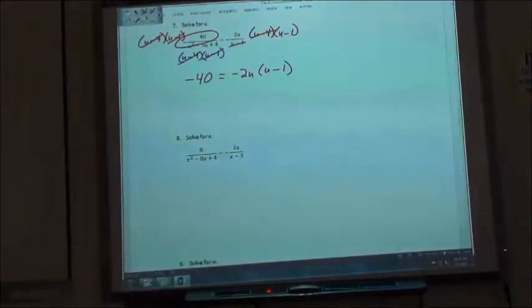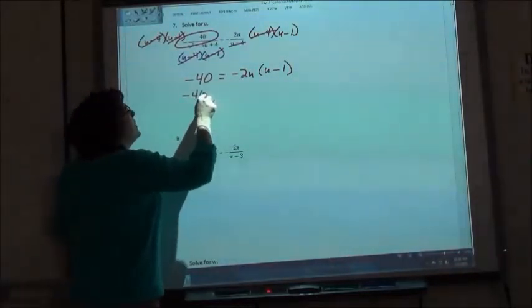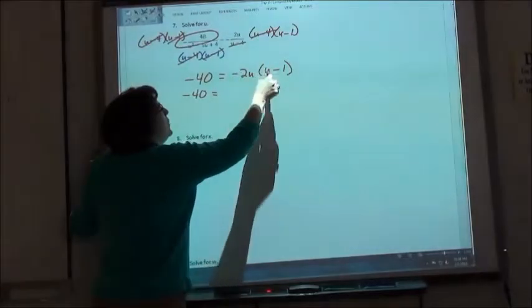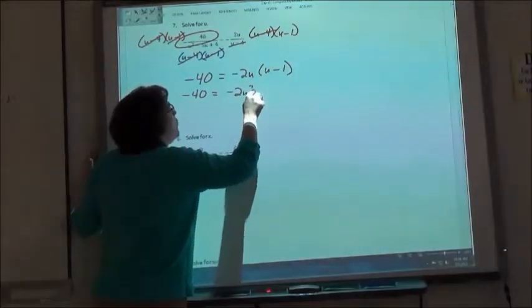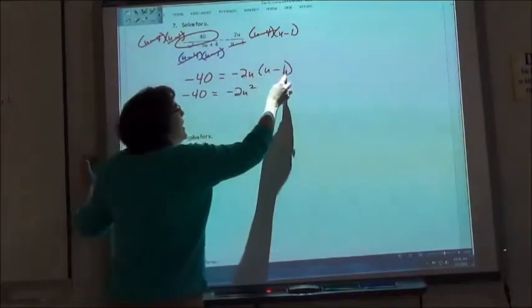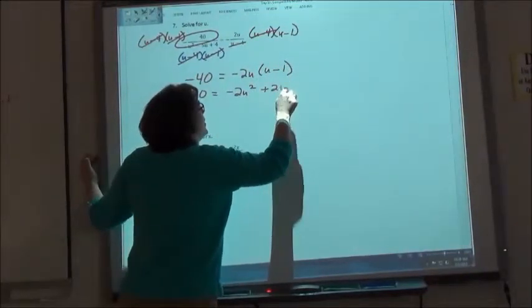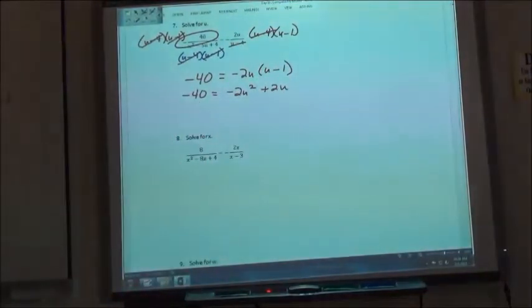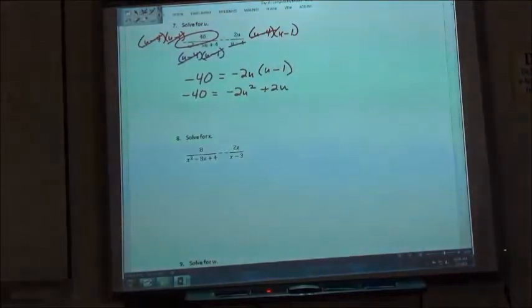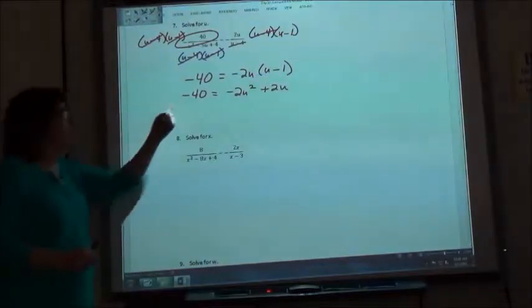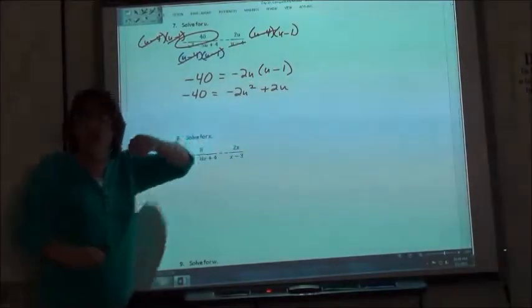Okay? So we got to get rid of those parentheses, use our distributive property. Negative 40 is going to equal negative 2u times u would be negative 2u squared. Negative 2u times a negative 1 is a positive 2u. We've got the squared term in there. We know that we have to have it equal to 0, and it's not equal to 0. So if we make this equal to 0, we would move this over to this side, right?